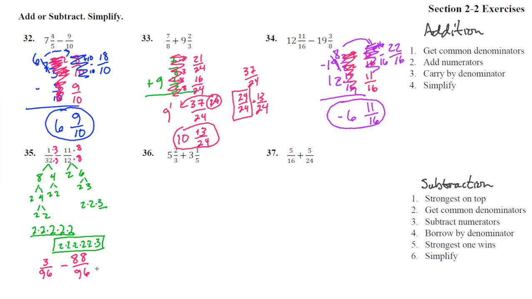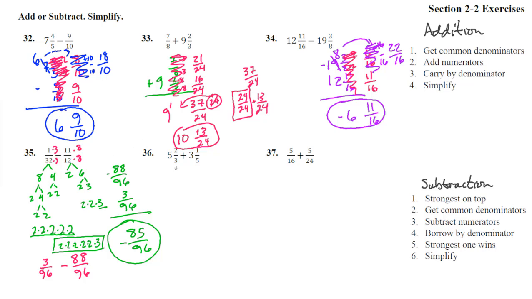96. So we put the strongest one up on top. Let's put it up here. Back to our color. Negative 88 over 96. And then a 3 over 96. 88 minus 3 is 85 over 96. And the strongest one wins, which the negative does. There we go. 85 over 96. Wow, that was a pretty interesting one.